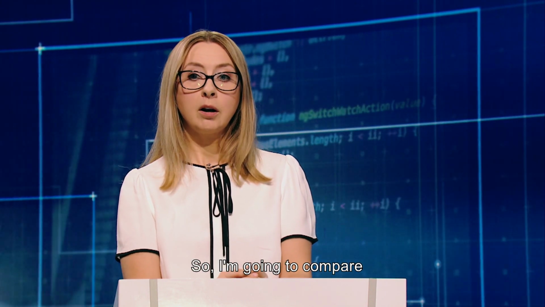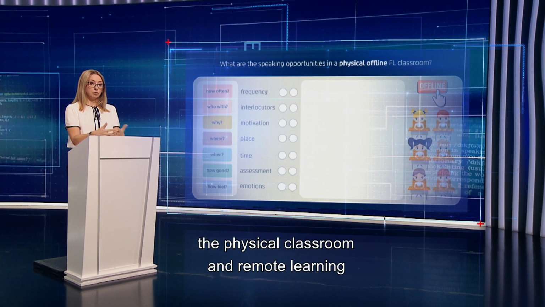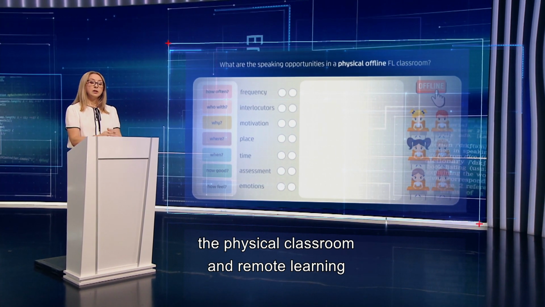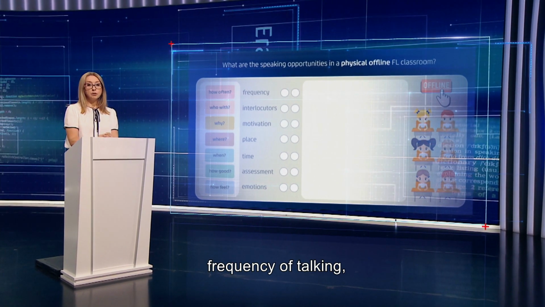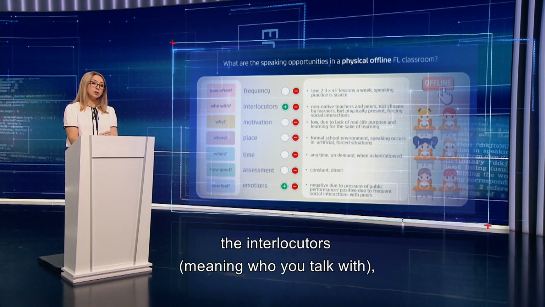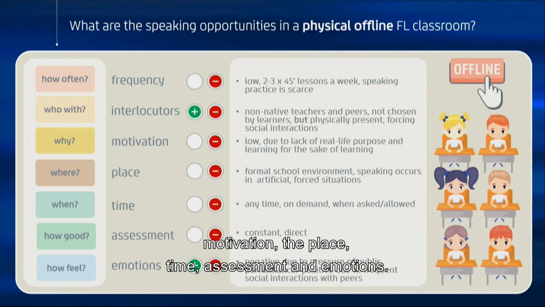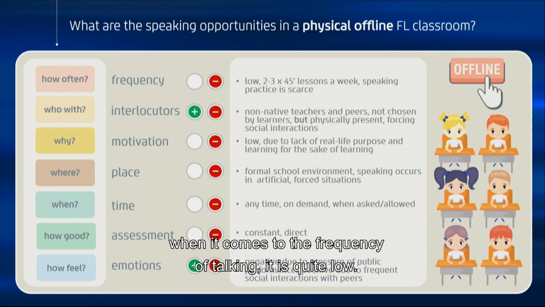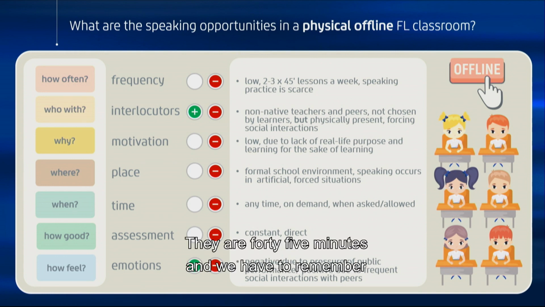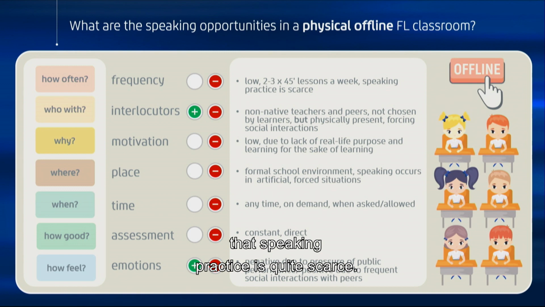So I'm going to compare the physical classroom and remote learning in terms of these 7 criteria that you can see on the slide. So frequency of talking, the interlocutors, meaning who you talk with, motivation, the place, time, assessment, and emotions. So if we consider the traditional physical classroom, when it comes to the frequency of talking, it is quite low. English lessons take place 2 to 3 times a week. They're 45 minutes. And we have to remember that speaking practice is quite scarce.